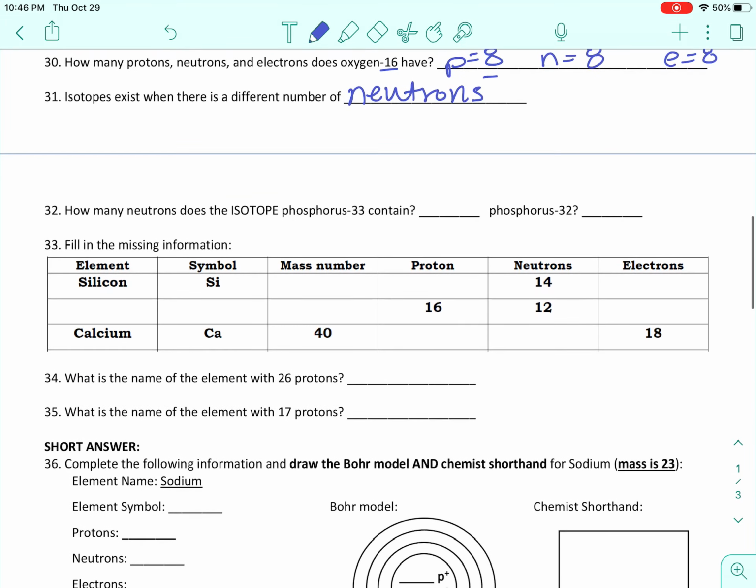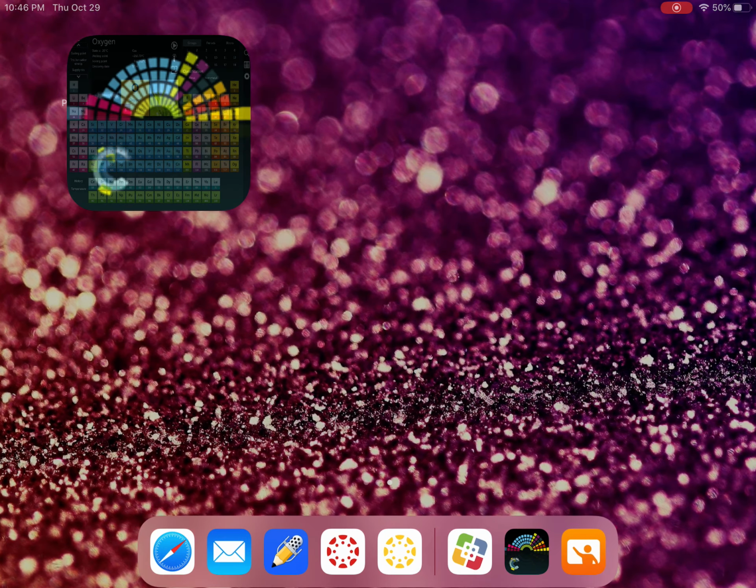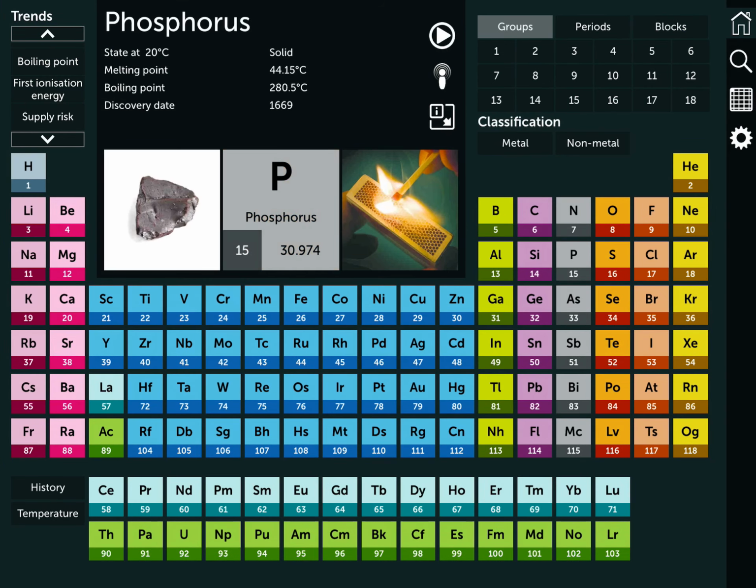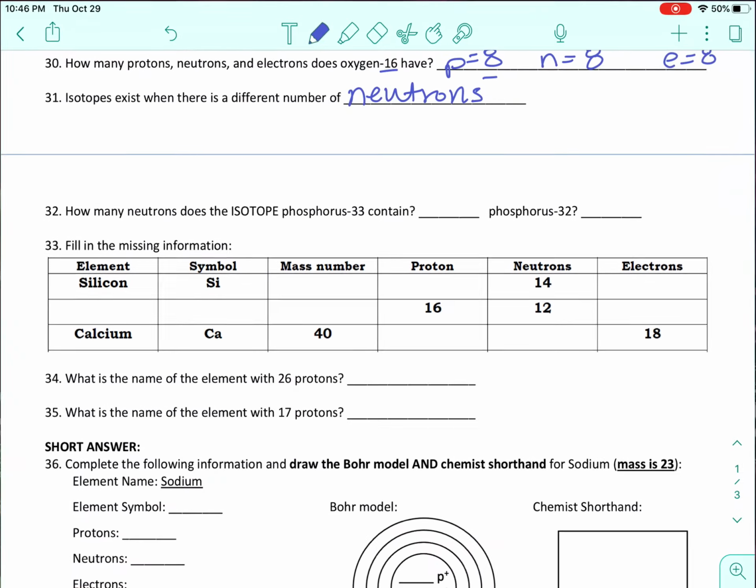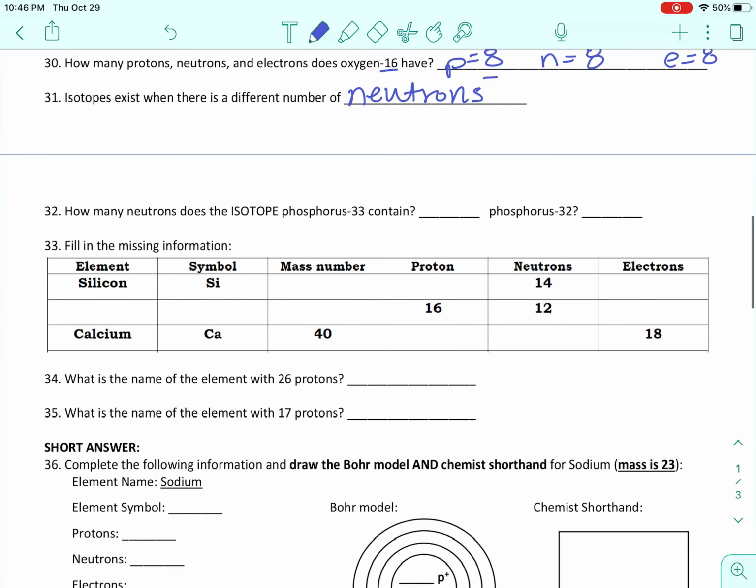How many neutrons does the isotope phosphorus-33 contain, and phosphorus-32? Well, first we have to figure out the atomic number for phosphorus. So phosphorus has an atomic number of 15. So that means it has 15 protons. So then we would do 33 minus 15. That's going to be 18. So that one has 18 neutrons. And 32 minus 15 is going to be 17 neutrons.